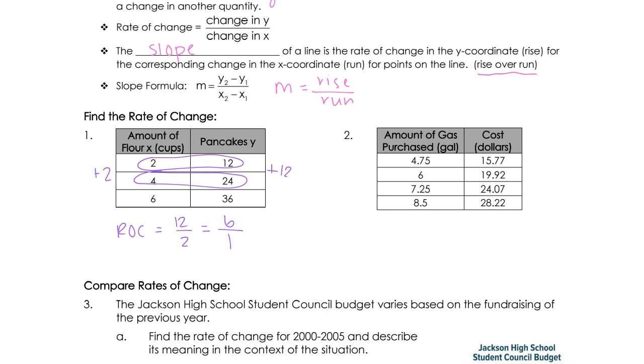Now, with the rate of change, we are going to label our answers here. So this would be 6 pancakes because that's what y is. If I can spell pancakes, that would be nice. There we go. Pancakes, and then over 1 cup for x. So that would be our rate of change here.